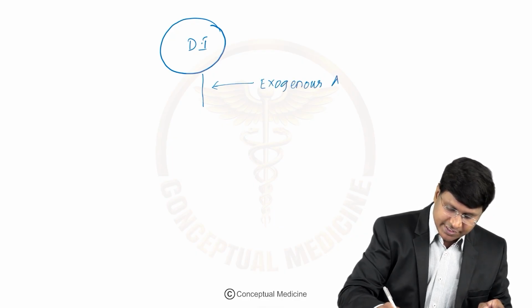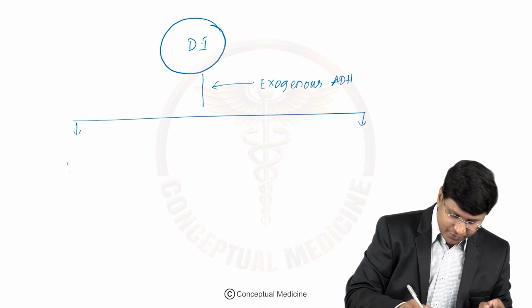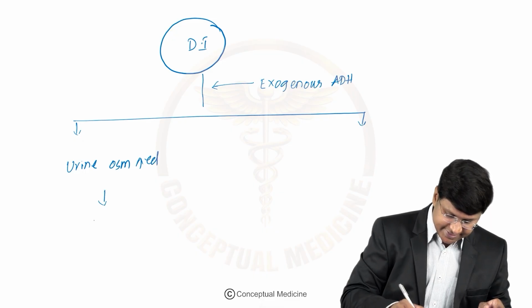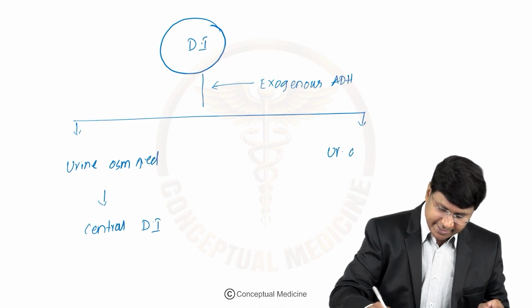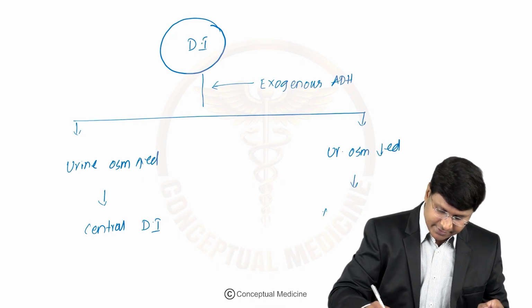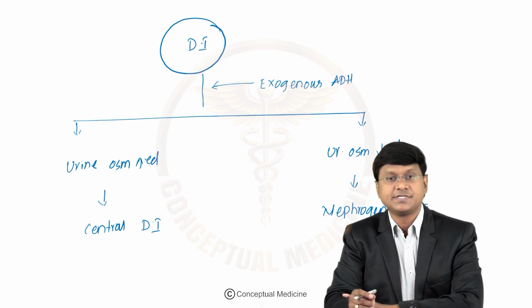So, if I give exogenous ADH, if the urine osmolality is increased, then it is central diabetes insipidus. Suppose the urine osmolality is still on the lower side even after giving exogenous ADH, then this is nephrogenic diabetes insipidus.